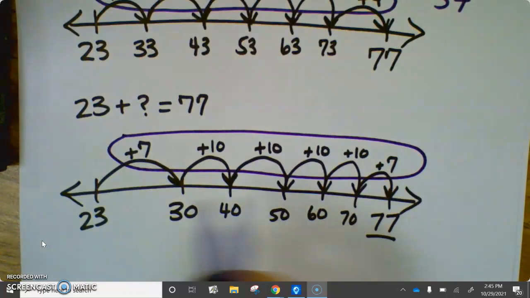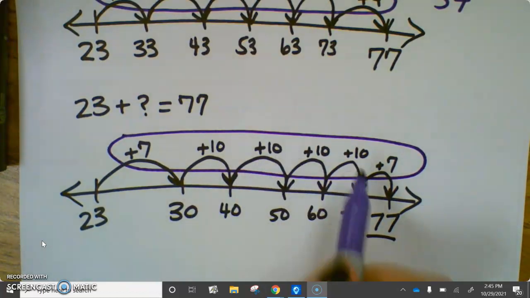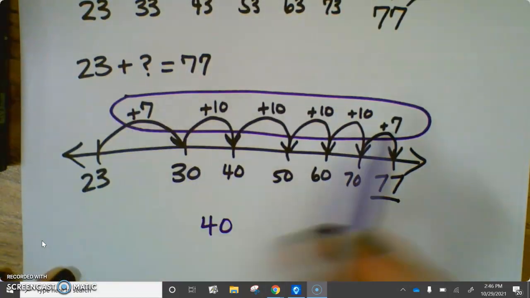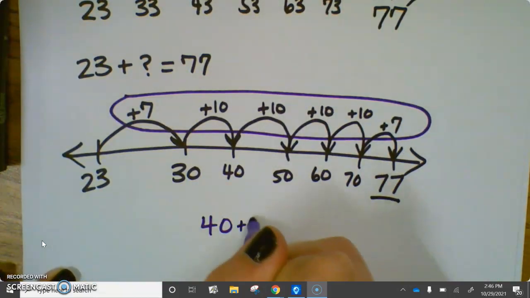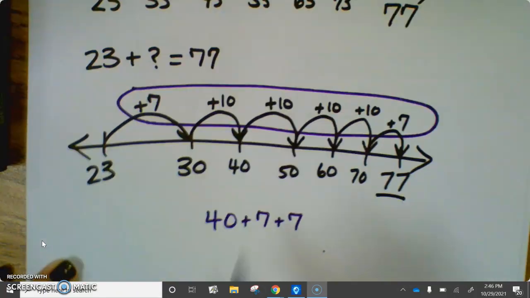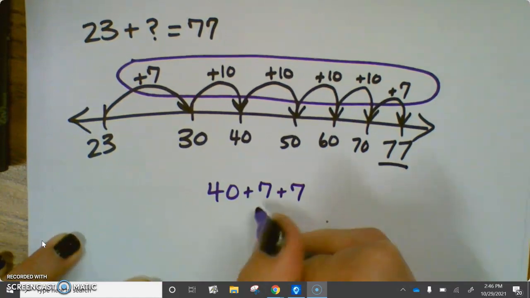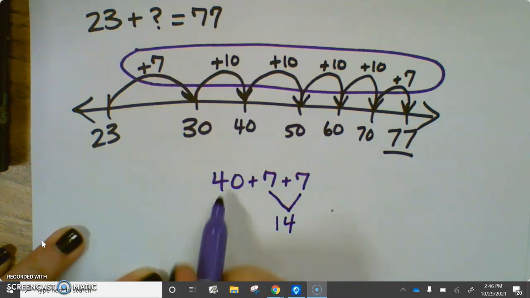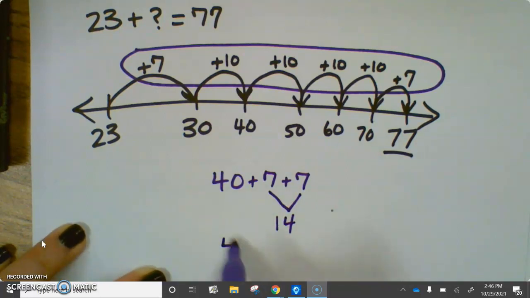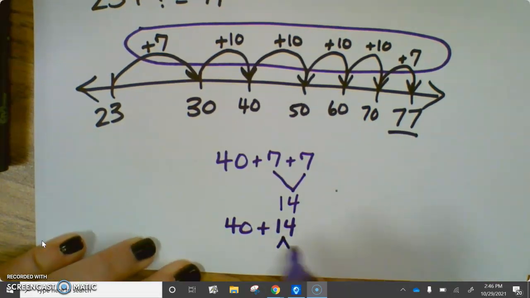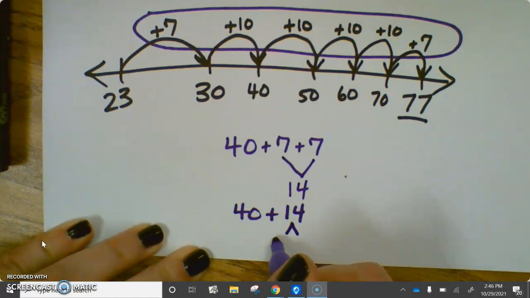Okay, so we have 10 plus 10 plus 10 plus 10, which is 40. And we have plus 7 and plus 7. 40 plus 7 plus 7. We have 2 7s, okay? So now I can see that 7 plus 7 is a doubles fact, which is 14. And we have 40 plus 14 now, okay? And I want to break down 14 into tens and ones.